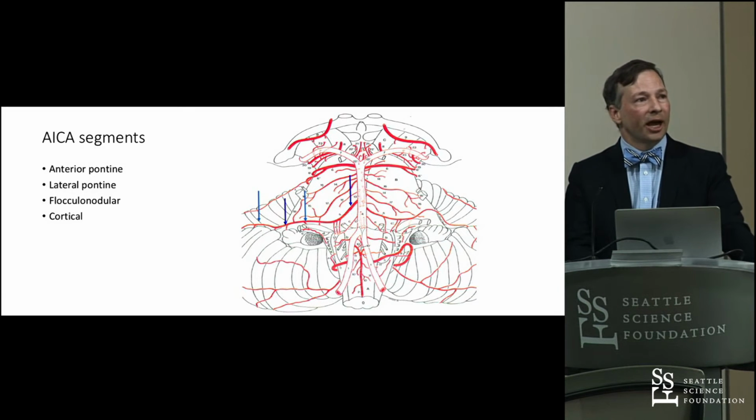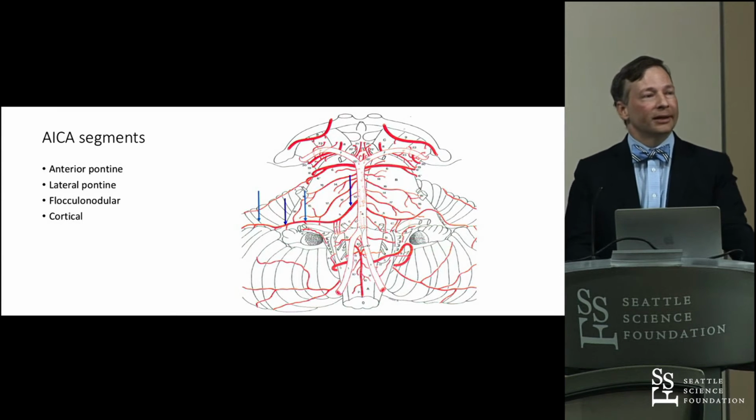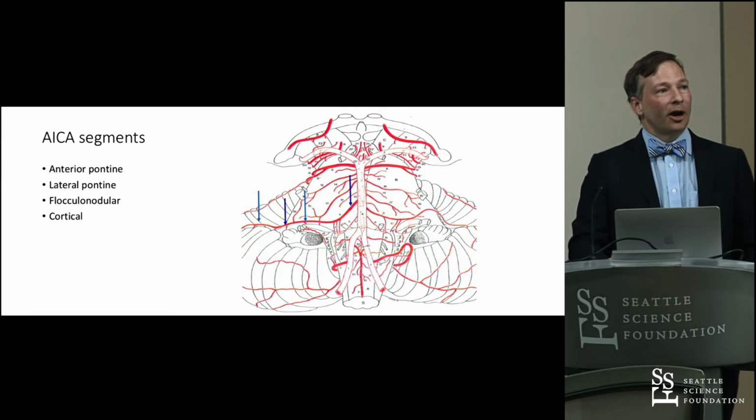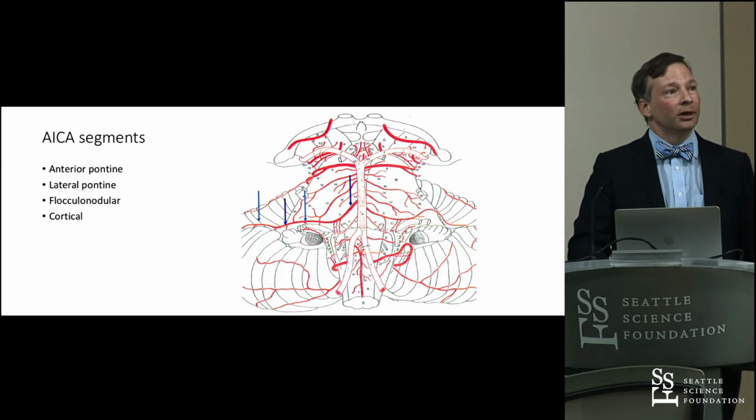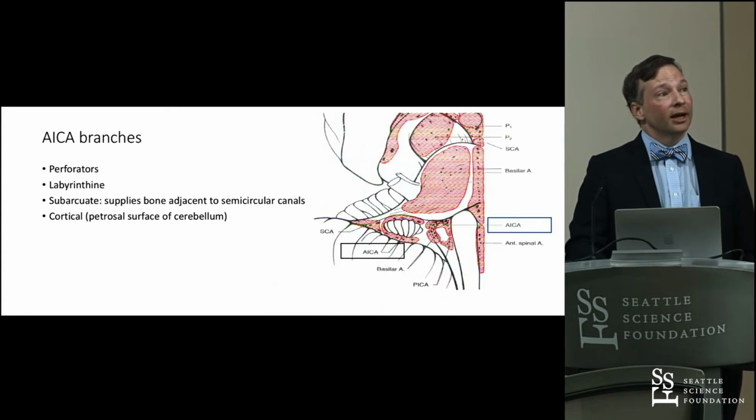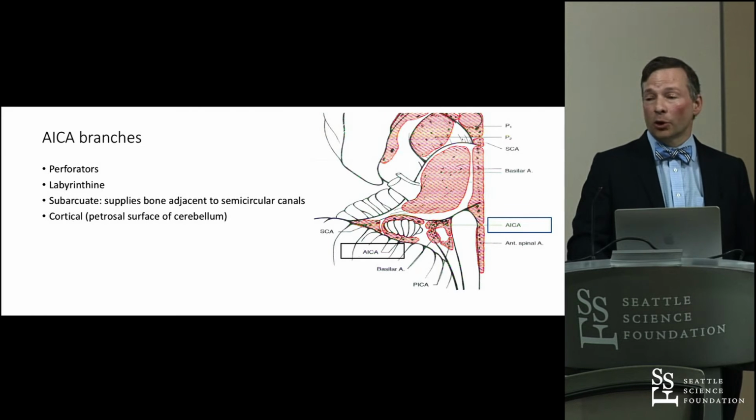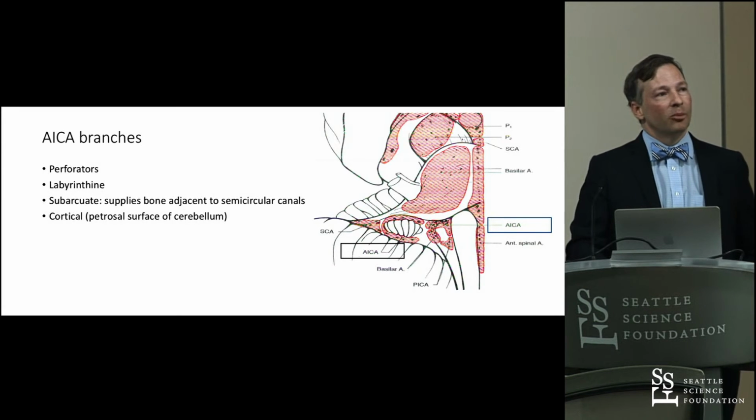AICA segments, if we look back at this picture, we see that it's been classified as these anterior pontine. That's the most medial arrow there, so coming off and perforating into the pons. Then we see a lateral pontine at the middle cerebellar peduncle. Then at the flocculonodular area, we see a little branch that comes off AICA. And then finally, the cortical branches of AICA. And if you remember that the cortical branches of AICA are going to primarily supply the cortex of the cerebellum that's on the petrosal surface of the cerebellum, just tucked underneath the tentorium cerebelli.